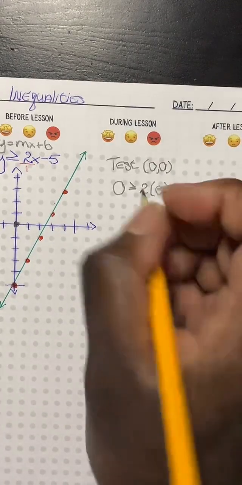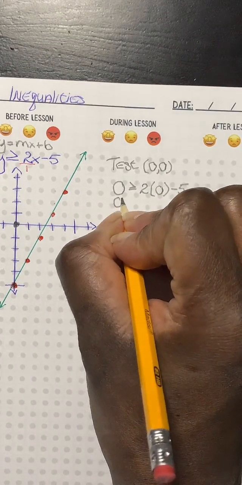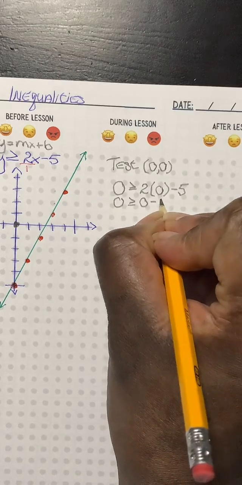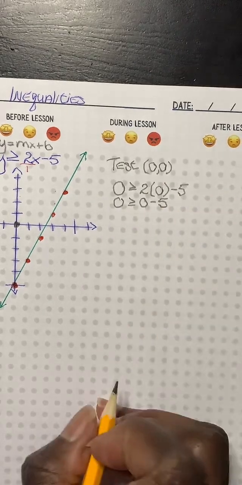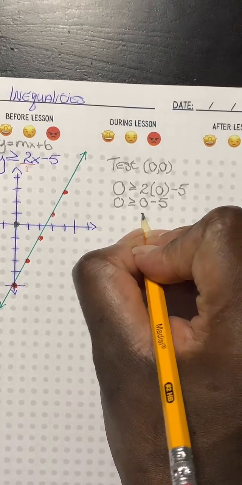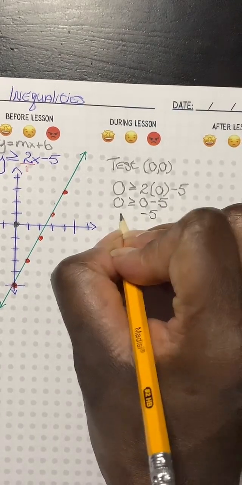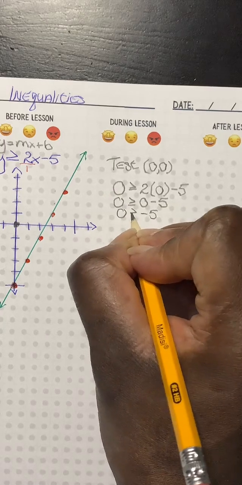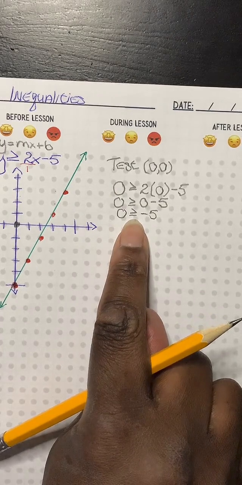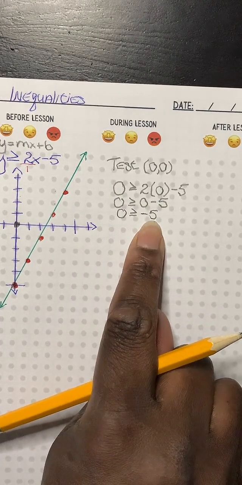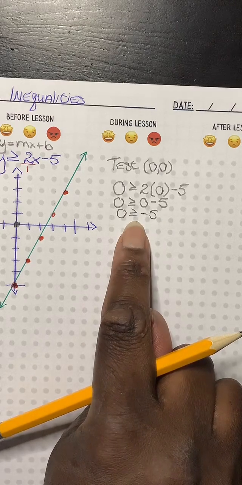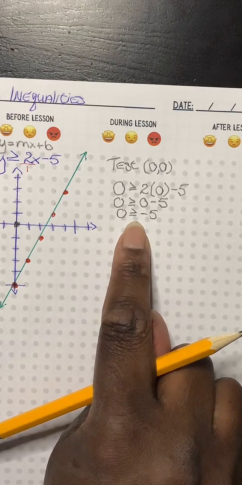2 times 0 will give me 0. So that means I have 0 is greater than or equal to 0 minus 5. So now I have 0 minus 5. That gives me a negative 5. So we have 0 is greater than or equal to negative 5. So you need to ask yourself, is that answer a true statement or a false statement?